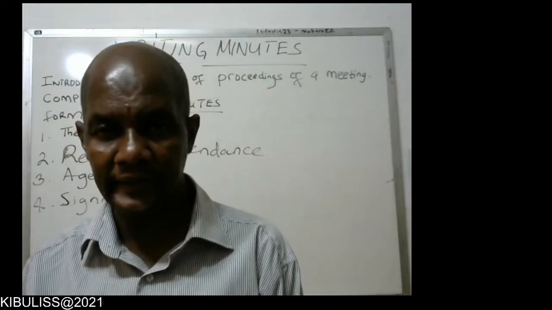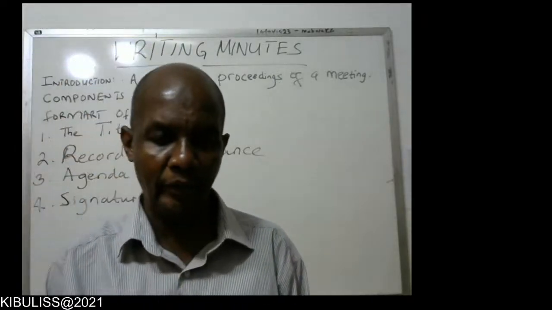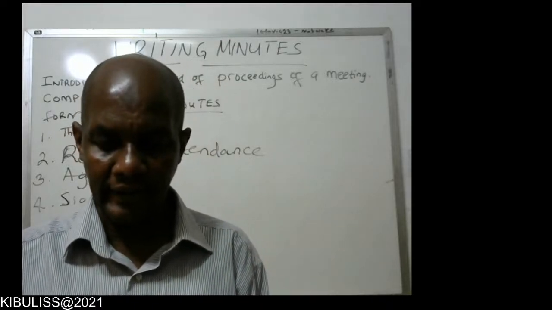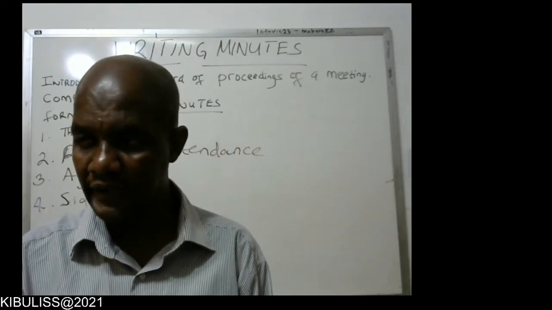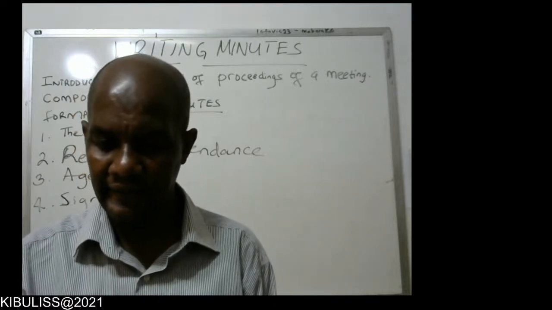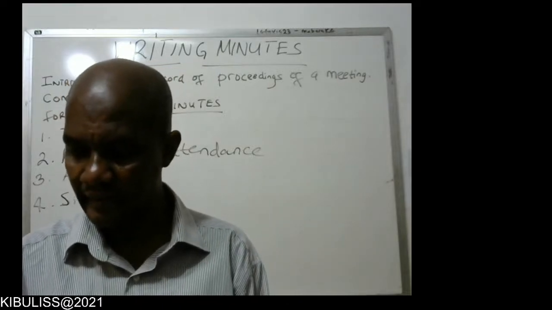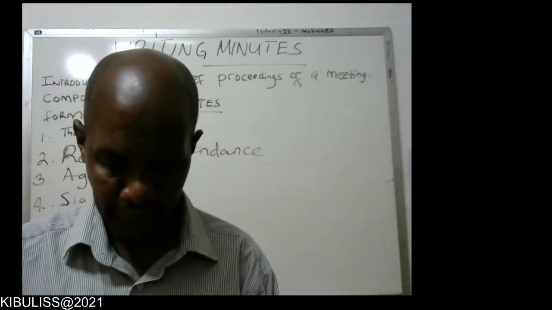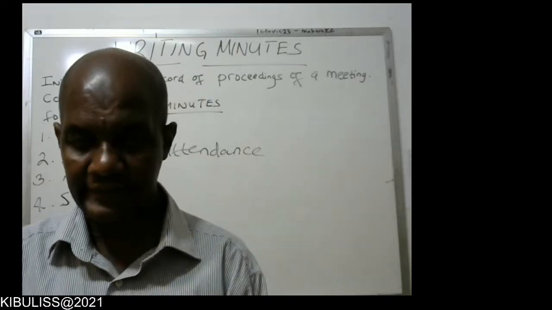So this topic is under paper 1A. Paper 1A, as you all know, deals with functional writing, from where the compulsory number shall be taken. The compulsory number shall be taken from section A, 1A, of which minutes writing is a part. So what are minutes?